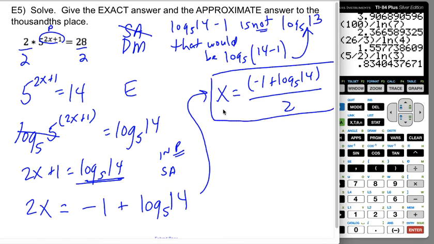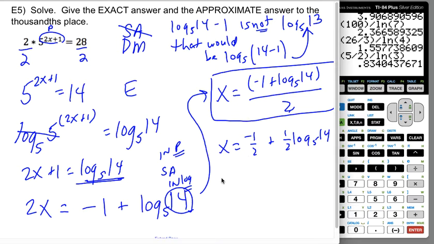Now, you could write it, if you wanted, as a negative 1/2 plus, let's say, a 1/2 log base 5 of 14. That would be fine. It is also worth noting that this is not a 7, right? The 2 is not inside the logarithm. The 14 is the only thing in the log. You can't do anything else to that 14, okay?